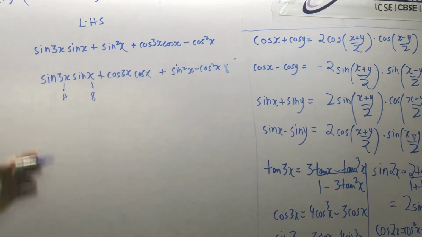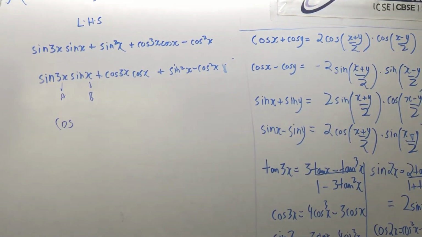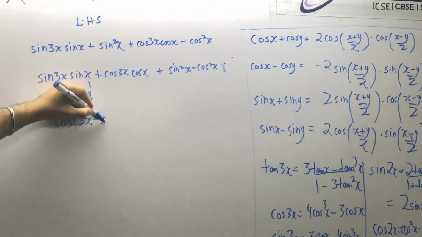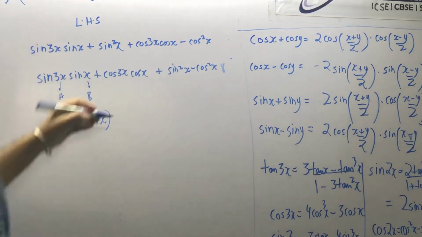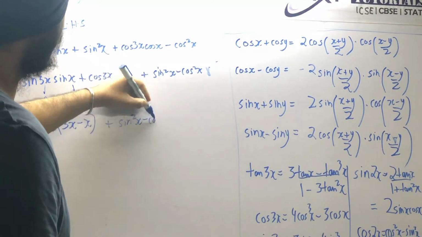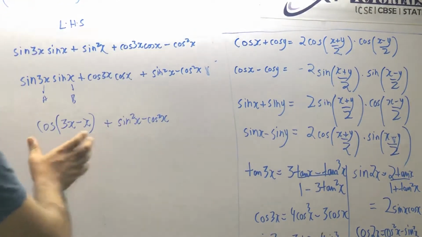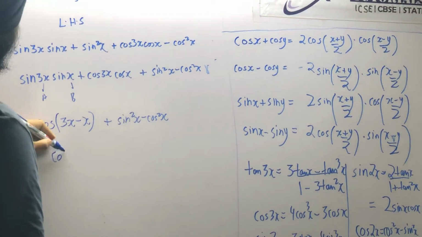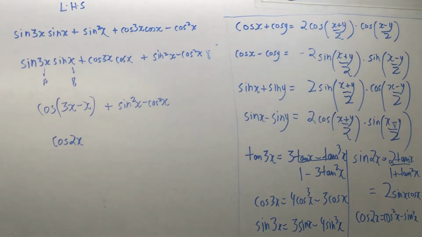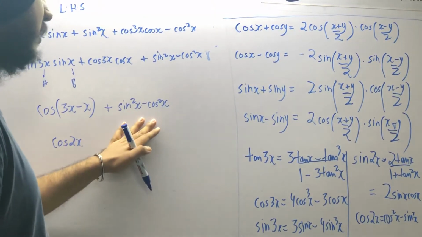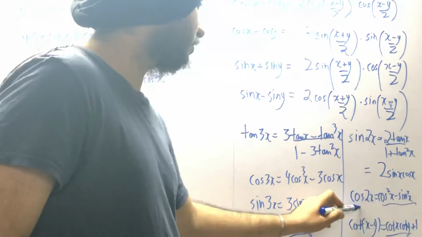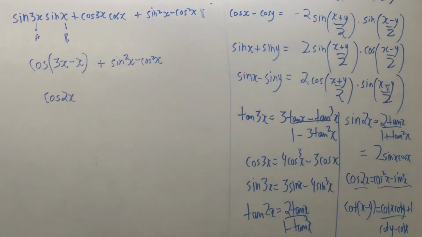What is the formula for that? That is simply the formula of cos (A minus B). So cos (3x minus x) will be cos 2x, plus, now look at this thing, sin square x minus cos square x. Is there any formula you know? You know the formula for cos square x minus sin square x, that is cos 2x.